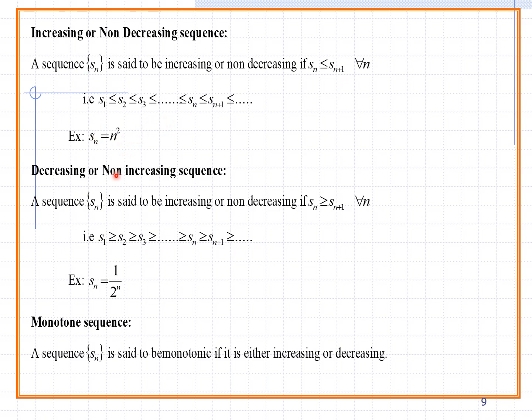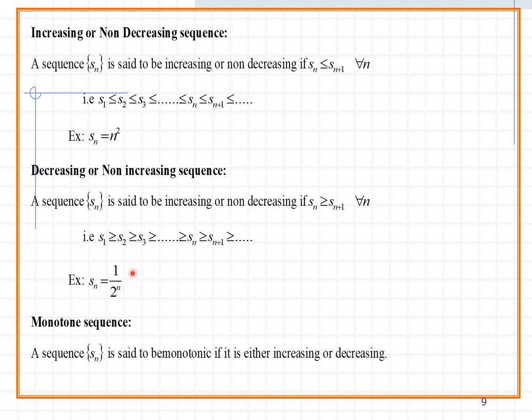Next, the decreasing or non-increasing sequence. Non-increasing means the sequence does not increase. Once it is not increasing, automatically it decreases. A sequence Sn is said to be decreasing or non-increasing if Sn is greater than or equal to Sn plus 1. Here you can observe both. Increasing means the n plus 1 value is bigger compared to the n value. Decreasing means the n plus 1 value is smaller compared to n. You can remember both. So automatically that series decreases.